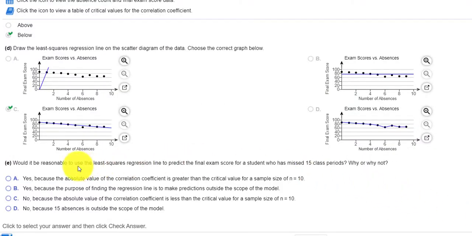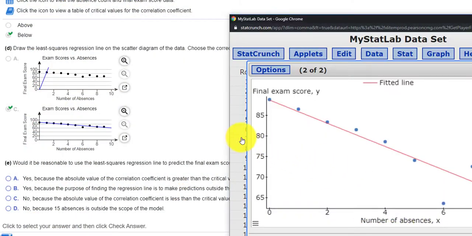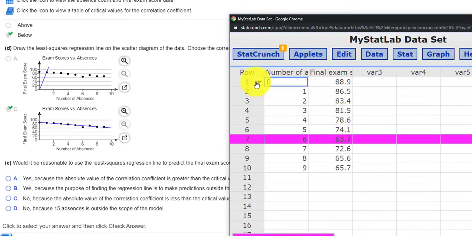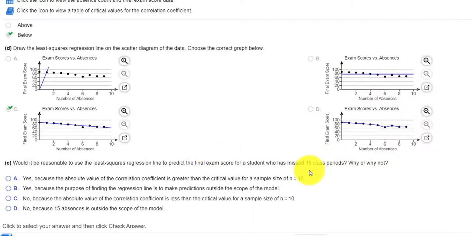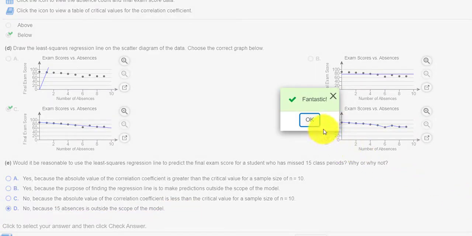And then the last question, it says, would it be reasonable to use the least squares regression to predict someone who's missed 15 classes? And I think our model only went out to 10 classes. Right, yeah, from 1 to 10. So 15 would be outside of our scope. So I'm going to click no. Check answer. And we get the fantastic.